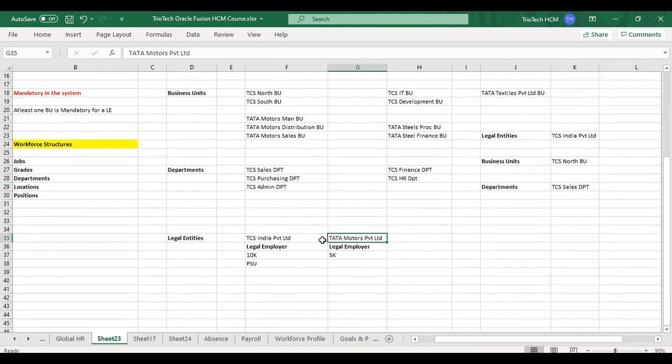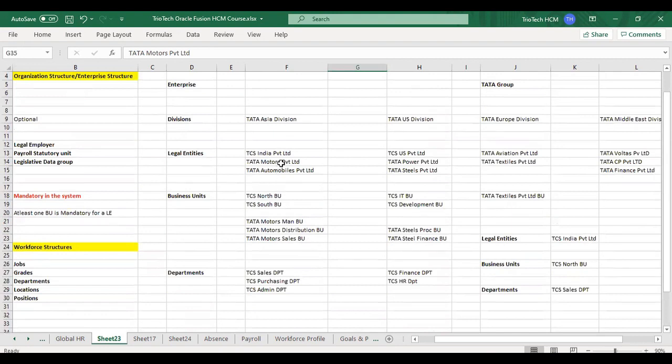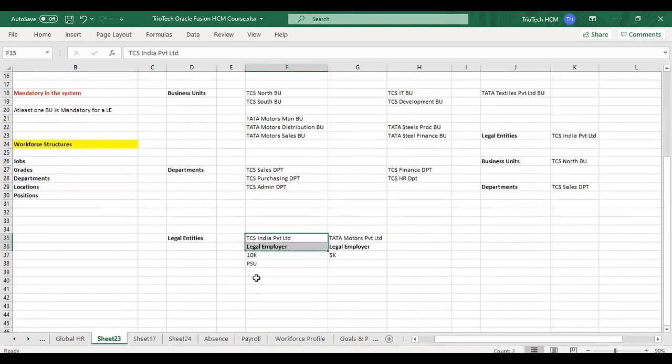Why? Because the 5,000 employees who are working in Tata Motors, these employees' salaries also my TCS India Private Limited is going to process. TCS and Tata are two companies, but my client is telling that the employees of Tata Motors are also getting paid by TCS only. That is a business-wise setup they have. Let's suppose, how will you achieve that in this case? TCS, along with its 10,000 employees' salaries, should process Tata Motors employees' salaries also.